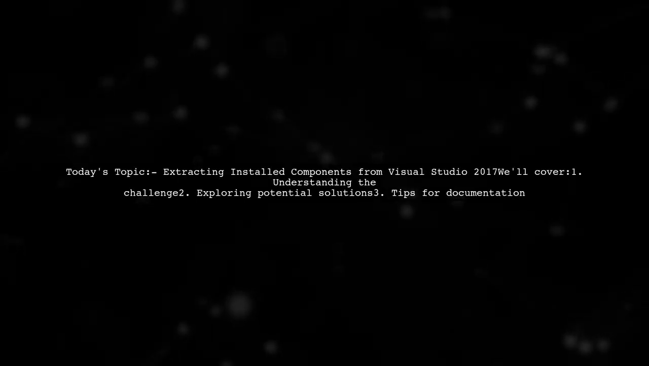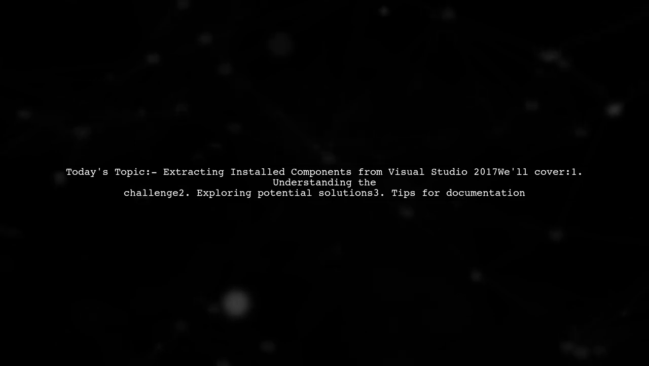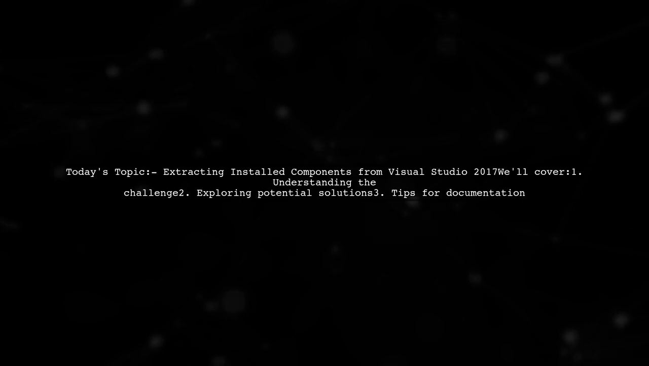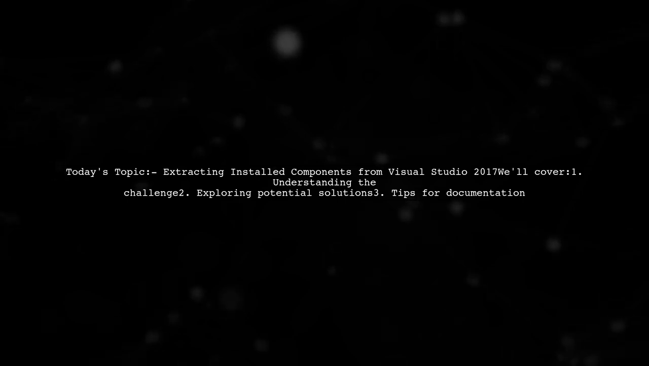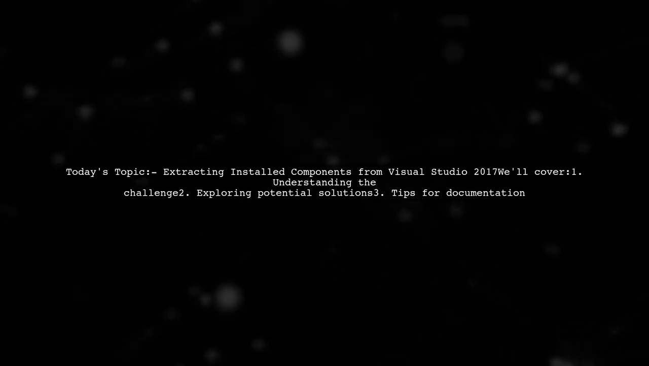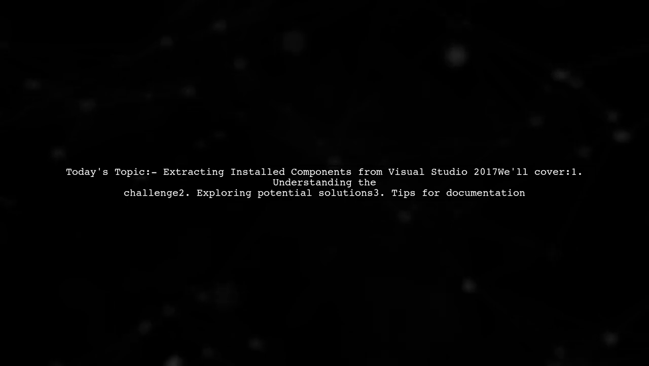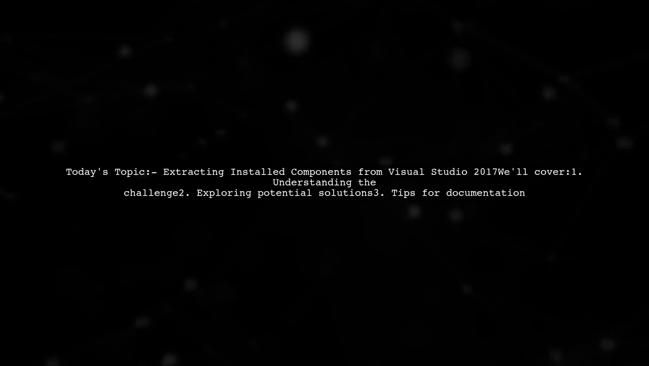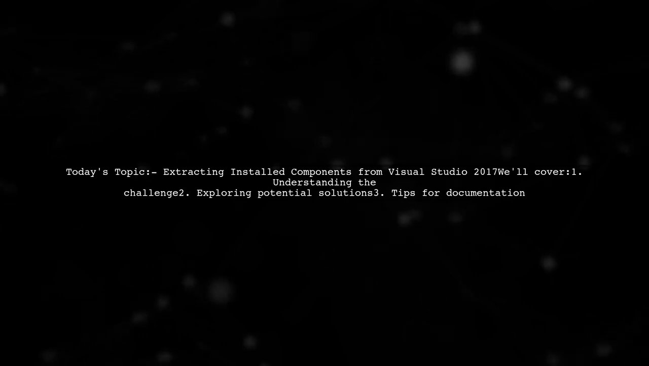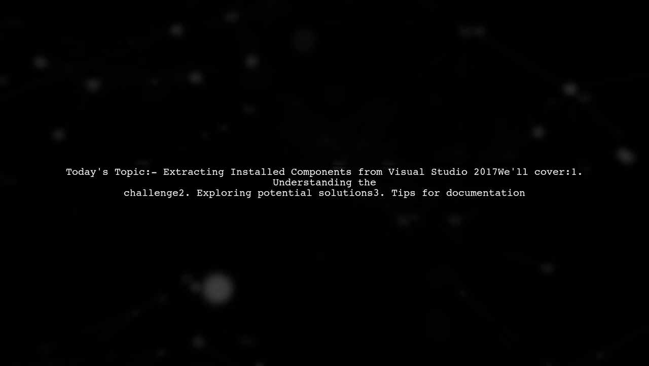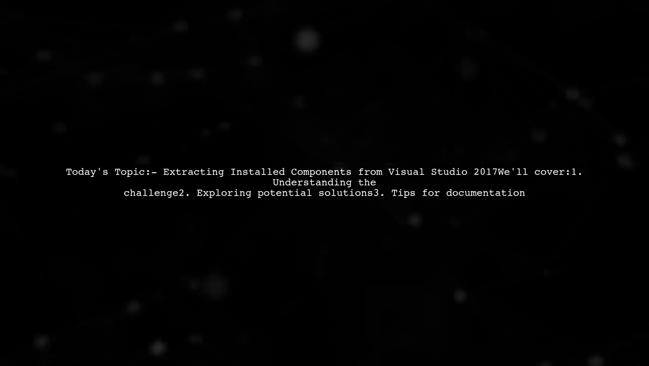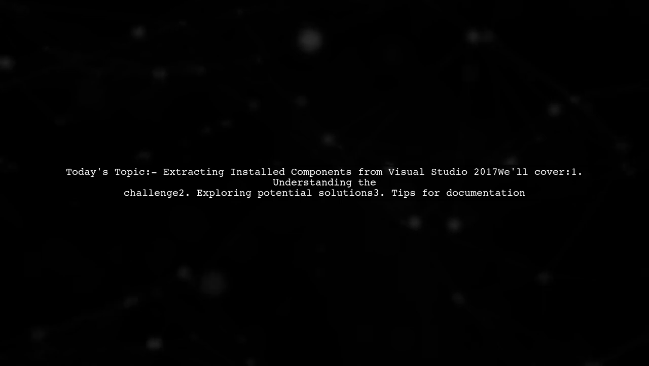Today we're addressing a question that many Visual Studio users encounter. Our viewer wants to know the best way to extract a list of installed components from their Visual Studio 2017 installation. While it's easy to access the Visual Studio installer and review the workloads and individual components, the challenge lies in extracting that information into a text file.